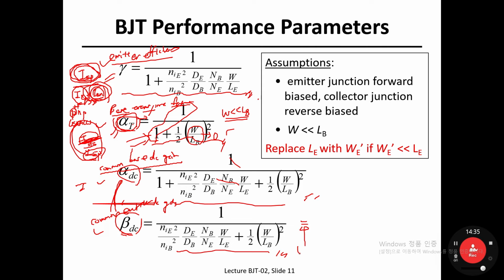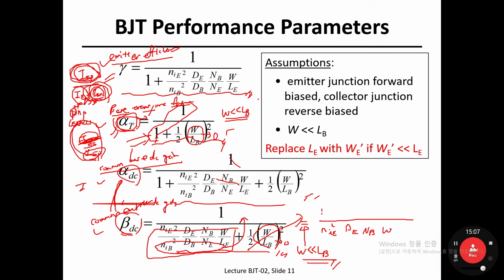If W is much shorter than L sub B, narrow base BJT, then this is a second order term, right? So simply this value would be much smaller compared against this value, okay? So in this case, you can ignore the second term. So in the end, you're going to get this equation: NIE squared DE NBW, and this whole term would be moved up, NIB squared DB NE LE. Okay, that's all.